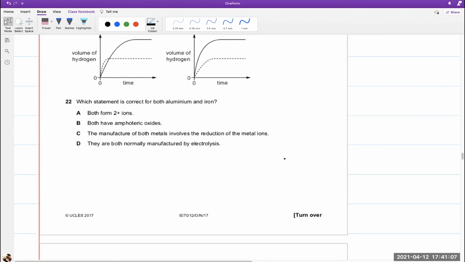Guys, ऐसा नहीं है. Aluminium is positive 3. Iron is positive 2 and positive 3. दोनों बनाता है, but aluminium is only positive 3. So this can't be right. Both have amphoteric oxides.